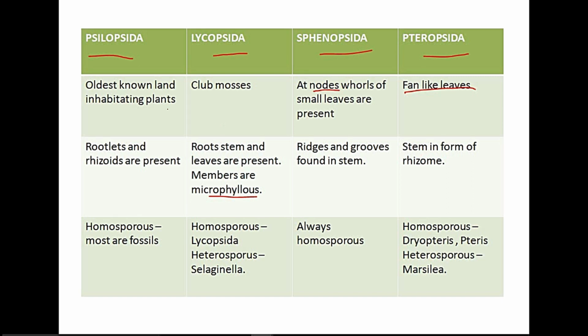In Psilopsida, these are homosporous, means same type of spores are produced, and these are mostly fossils. And here in Lycopsida also, homosporous are Lycopodium and heterosporous are Selaginella. And here in Sphenopsida, these are always homosporous, whereas in Pteropsida, the homosporous are Dryopteris and Pteris, whereas the heterosporous are Marsilea.